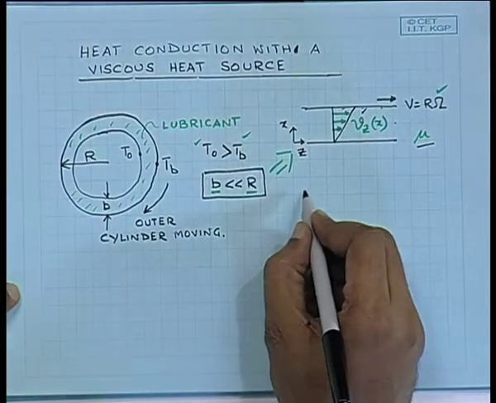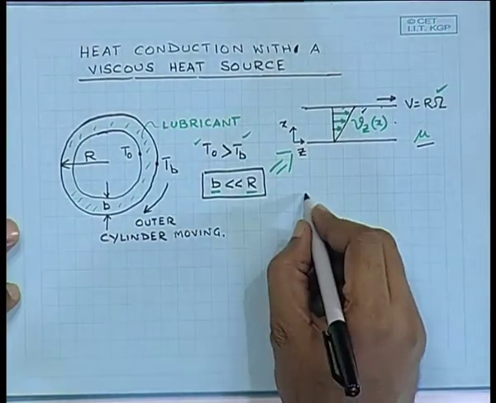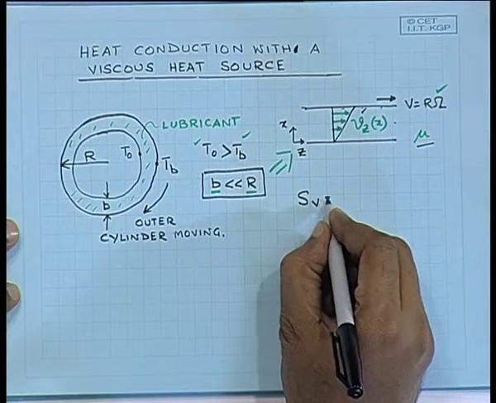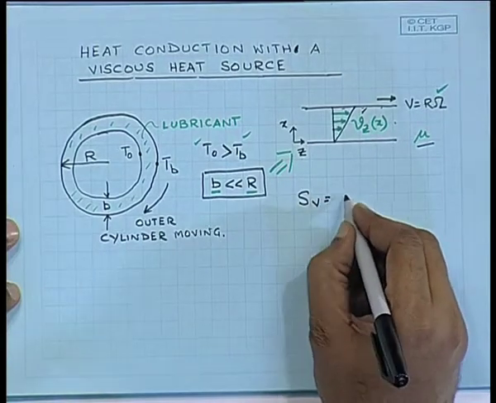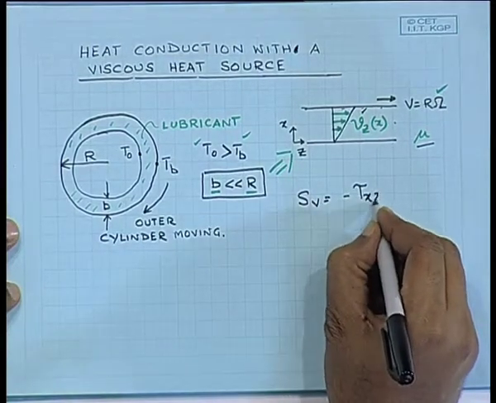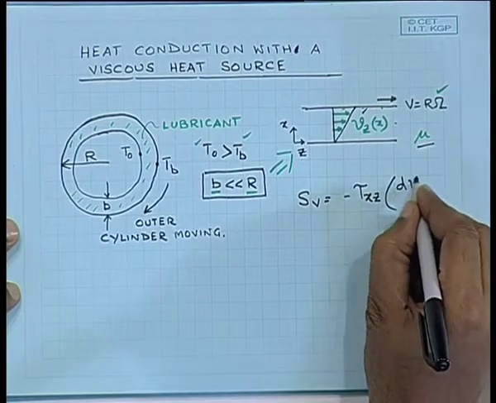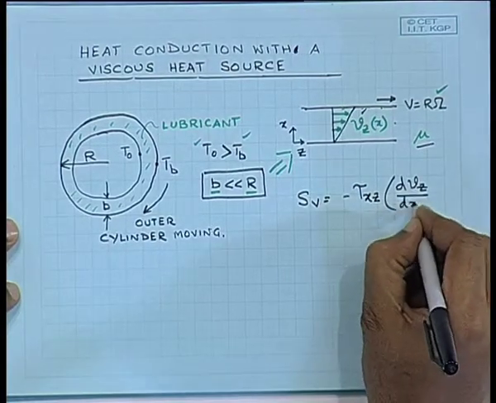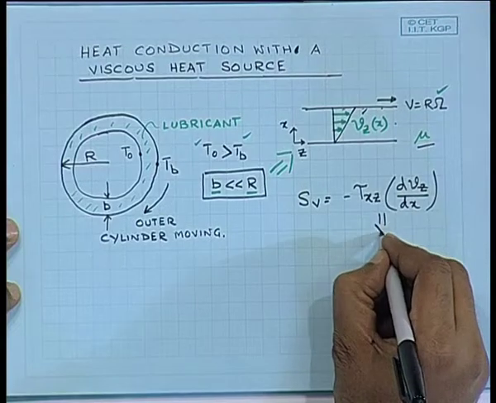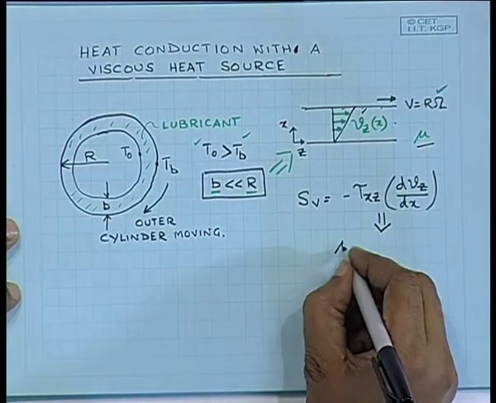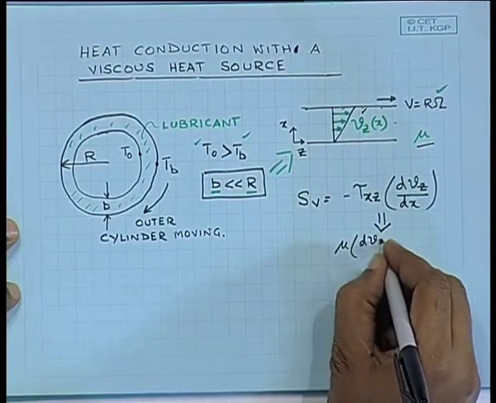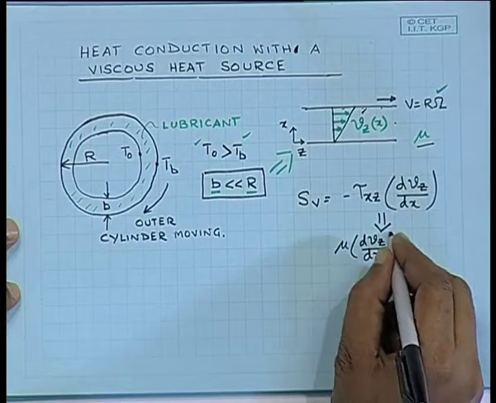Okay. The one thing that you will have to accept now is that the volumetric heat generation is simply going to be minus tau xz times dvz/dx, which, if the liquid is Newtonian, would simply be equal to mu times (dvz/dx) whole squared.